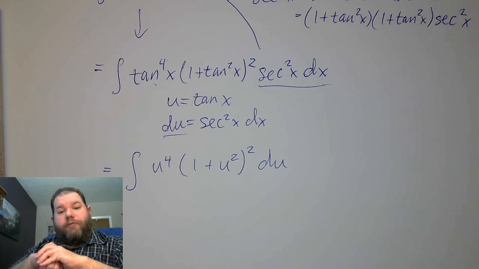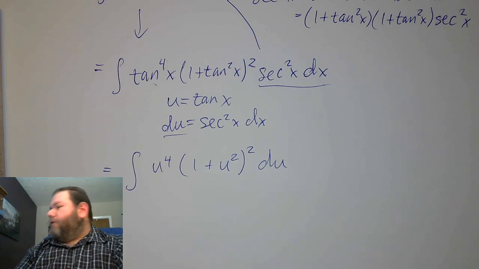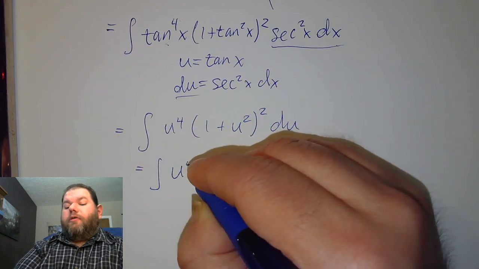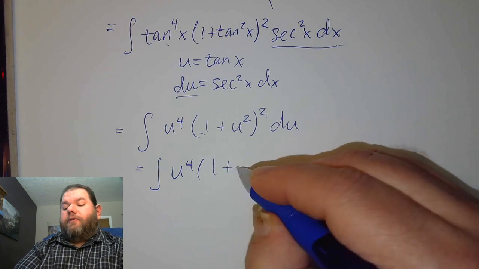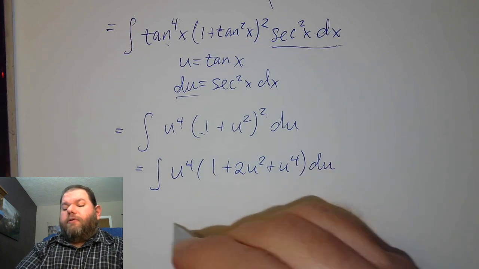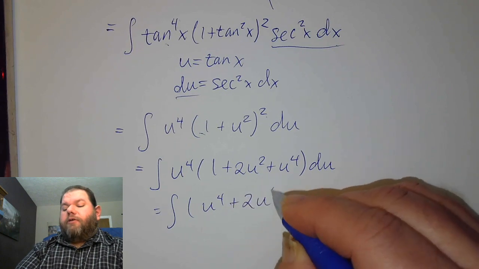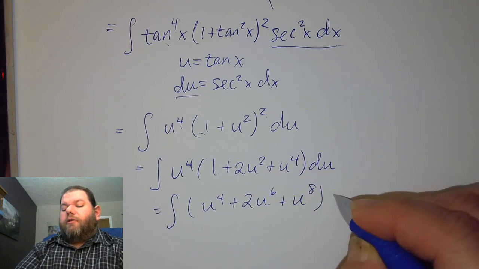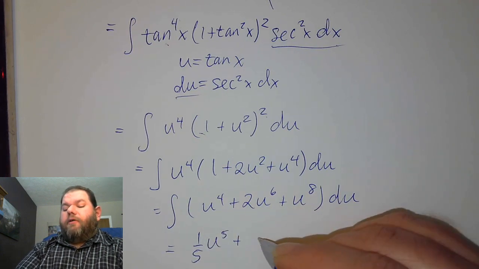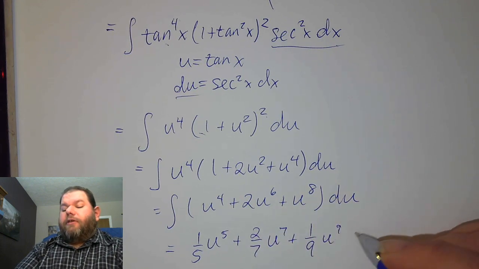Again, like we had seen in previous problems, we work this one out algebraically, multiply everything out, and then we can integrate. So we square the binomial first. We distribute. And finally, we can integrate. So 1/5 u to the 5th plus 2/7 u to the 7th plus 1/9 u to the 9th plus c.